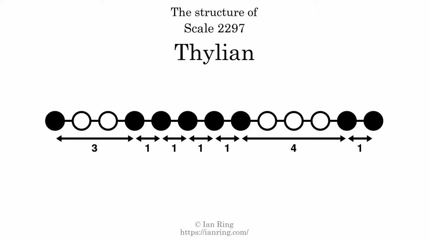The structure of a scale is a description of the interval distance between each successive tone. This scale has a structure of 3 1 1 1 1 4 1.